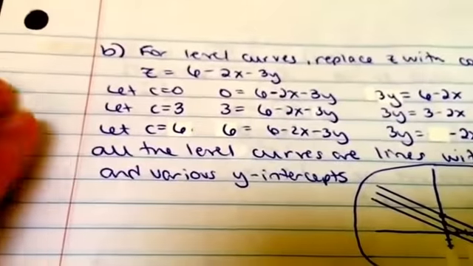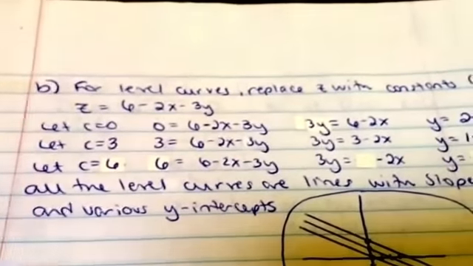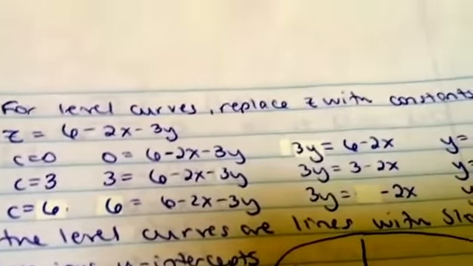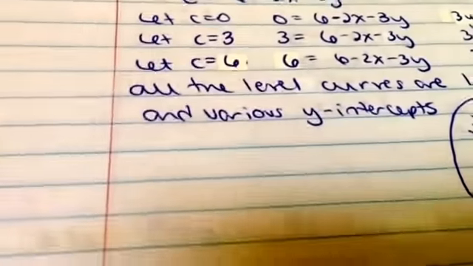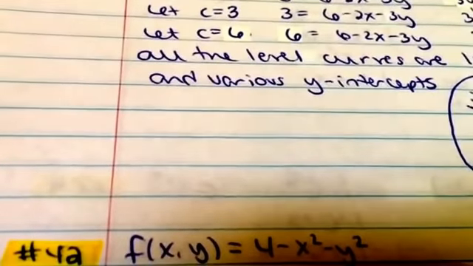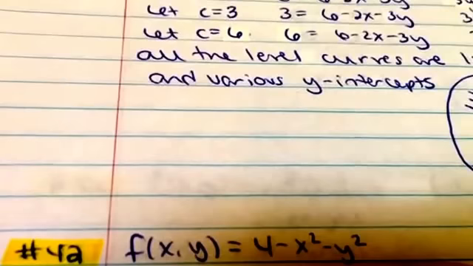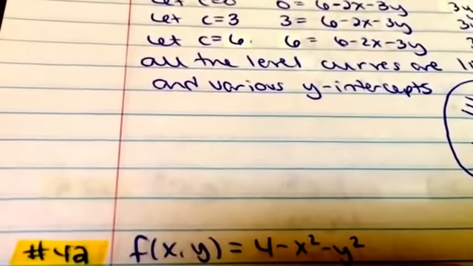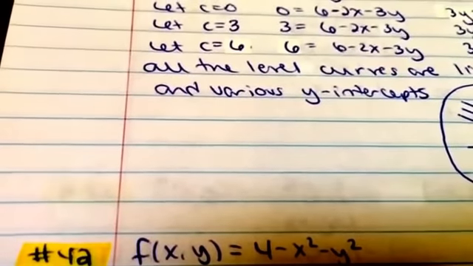Oh, I cheated. I showed you 42. Don't look. Don't look. Erase that from your mind. I want you to try 42 by yourself. So cover up. Here's the problem. 42, same thing. Part A, sketch the 3-dimensional surface. Part B, sketch the level curve. So pause the video, try this one by yourself.